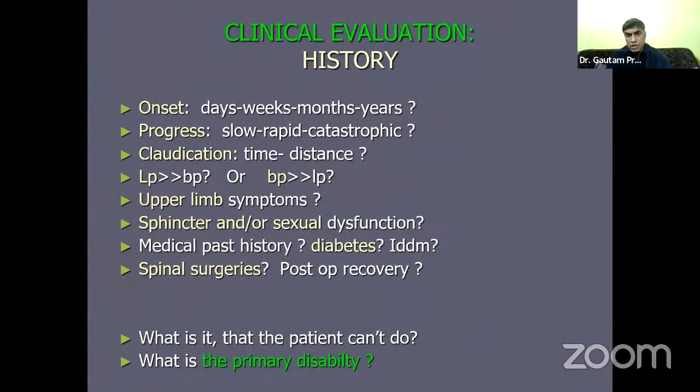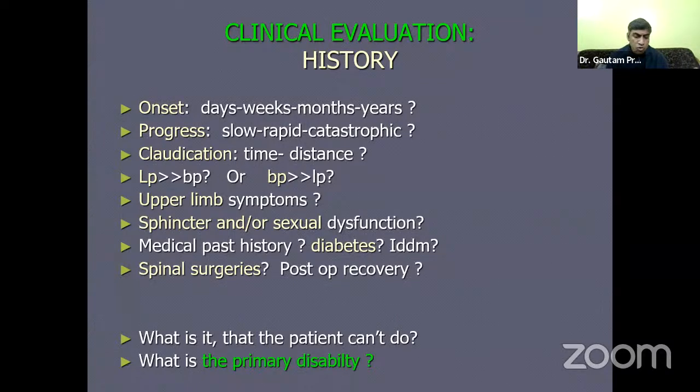So to rule that out, always take in the history whether the patient has any other symptoms in the upper limbs, any bladder or bowel involvement, any medical history like diabetes or Parkinson's or any spinal surgeries in the past, and also try to gauge what the occupation of the patient is and how the patient has been before the onset of the symptoms.